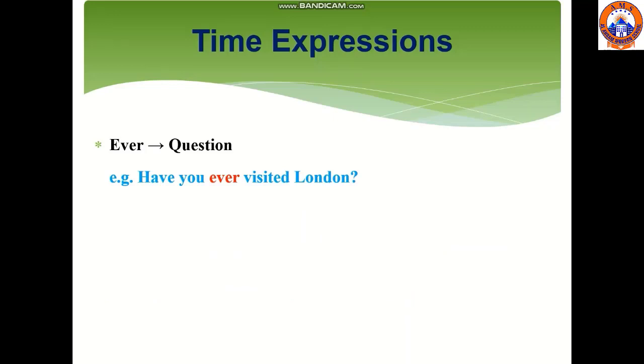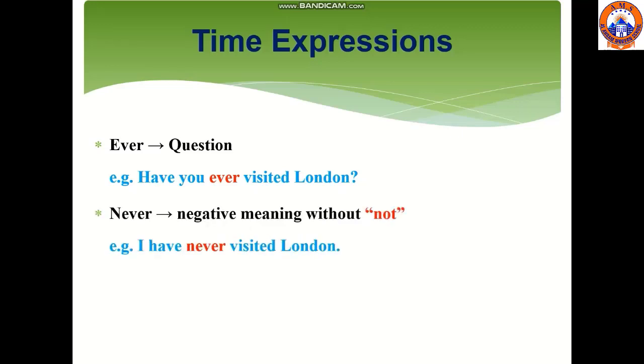After that we have ever, which is used in the question form. Have you ever visited London? This is a question, we used ever. Never is in the negative meaning without not. So I can say, I have never visited London. This is the answer of the above question. I can't say I haven't never visited London. This is incorrect because we don't use never with not. Ever and never come between have or has and the PP.